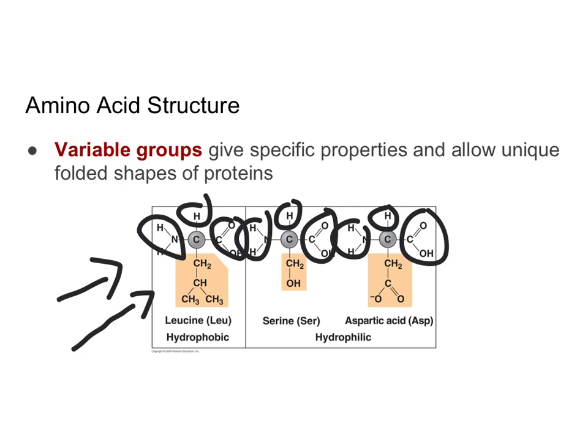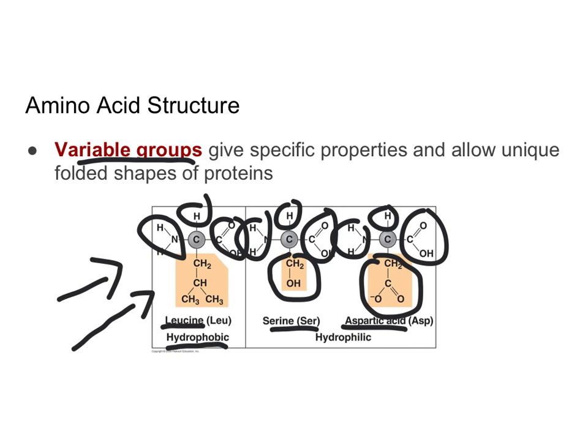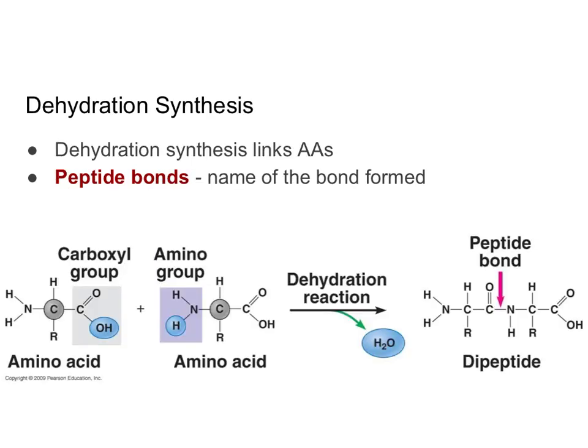And it turns out the R group, or the variable group, is what gives each amino acid its specific properties. For example, the amino acid leucine has a hydrophobic R group, so if a protein has a lot of leucine amino acids, it would be nonpolar or hydrophobic. By contrast, the amino acids serine and aspartic acid have hydrophilic R groups. So you can imagine if I had a protein with lots of these amino acids, it might make the protein more polar, for example.